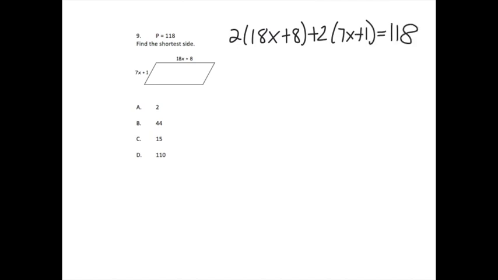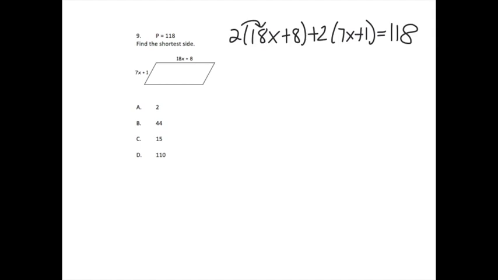The next one, same idea, but now we will need the shorter side. This is a parallelogram, but we find the perimeter exactly the same: 2 widths, 2 lengths. So we are going to start with writing our perimeter expression, which is twice 18x plus 8 plus twice 7x plus 1 equals 118. And again, we need to start by distributing.